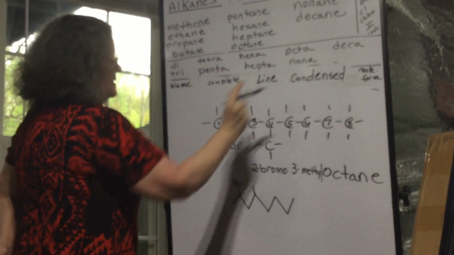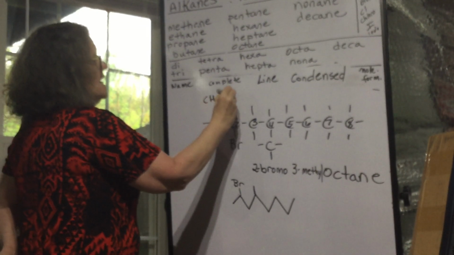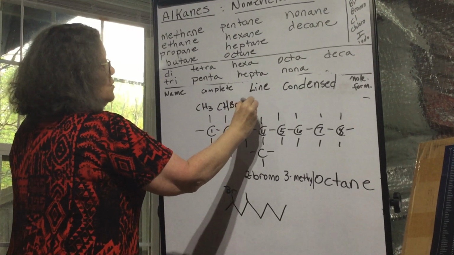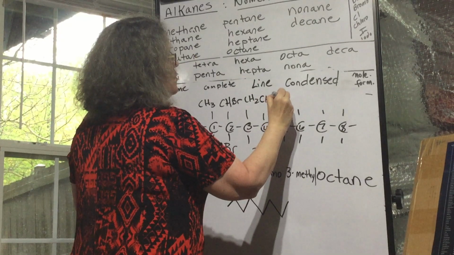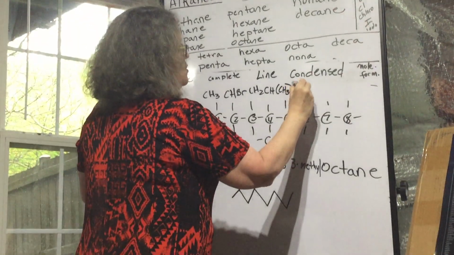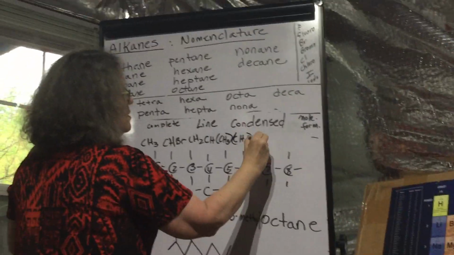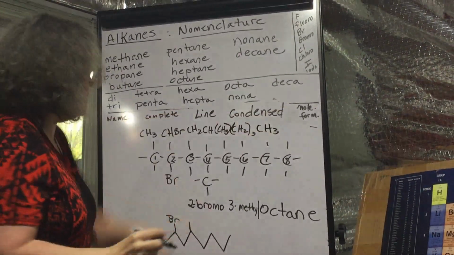Now, the condensed formula: CH3, CH with a Br, CH2, another CH, and in parentheses we have a methyl group. Here, right here, we have another CH2. In fact, we can go CH2, CH2, CH2. There's our condensed formula.